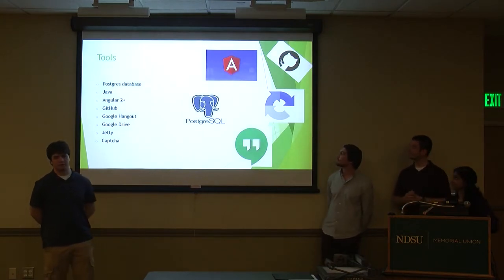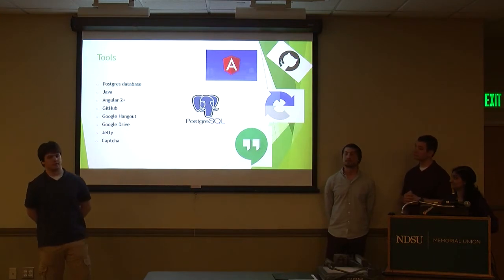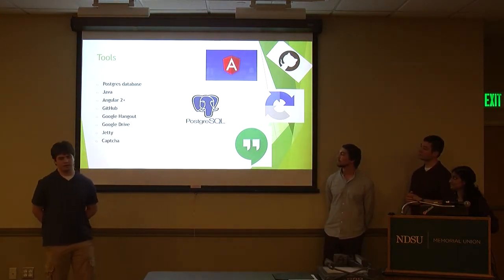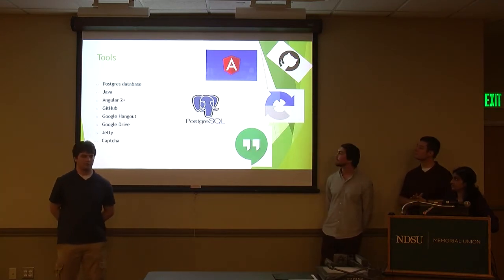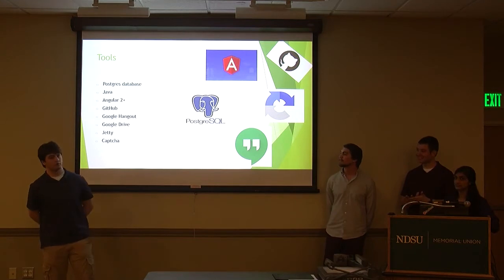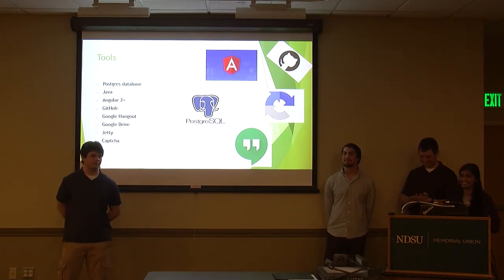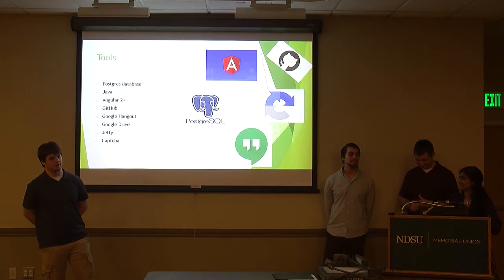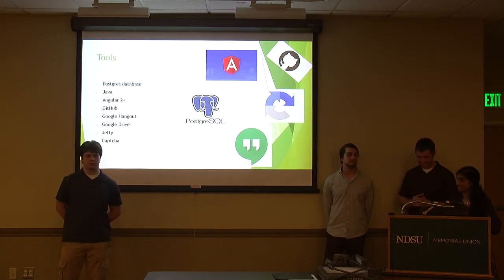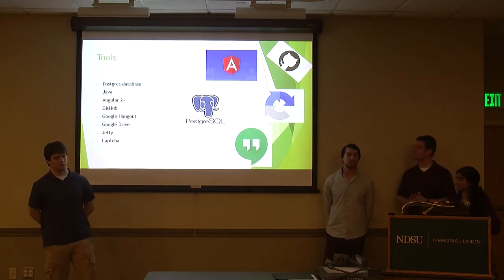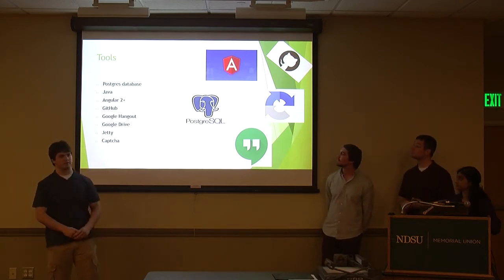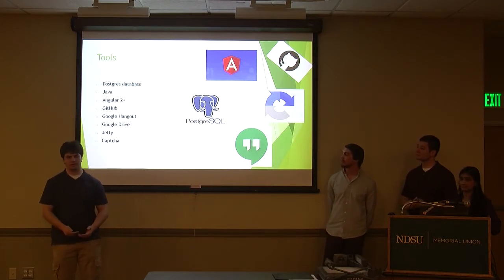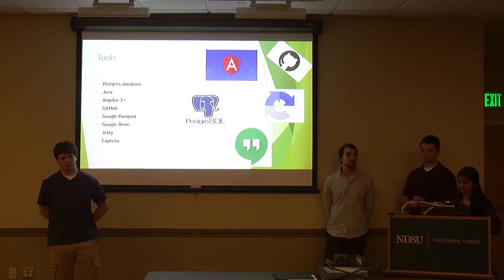So the tools that we used for this: we used a Postgres database to store the information about our users. We used Java for the back-end logic and Angular for the front-end design. We used GitHub to store all of our files for the project, and Google Hangout to meet with our sponsors, and Google Drive to store our documents for the class, our SRS documents and weekly reports. We used Jetty to host the server locally, and we used CAPTCHA to prevent spam from robots for the server, so nothing harmful gets in the database.